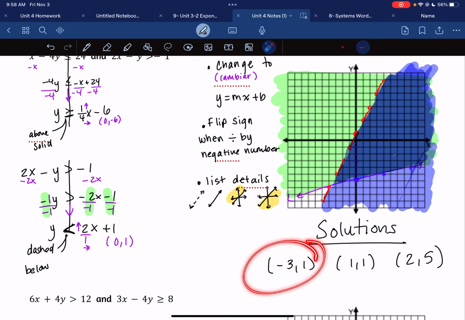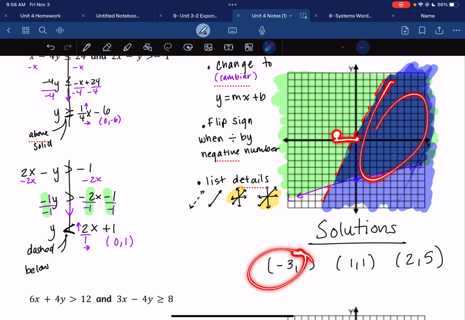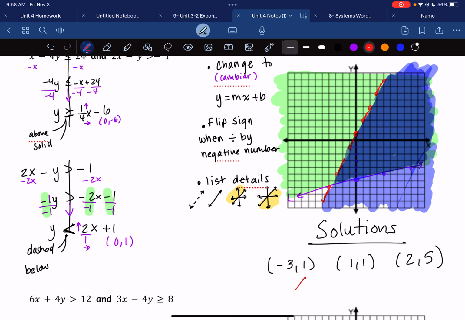So where is -3, 1? So if we start in the center, -3 means you go left 1. So here is that point. Is this a solution? No, because it needs to be in the double shaded area only. So this is not, so we put an X. All right, cool. Next, where is 1, 1? So 1 goes this way, 1 here. So that 1, 1 is right here. Is this in the double shaded area? Yes. So that is a solution.